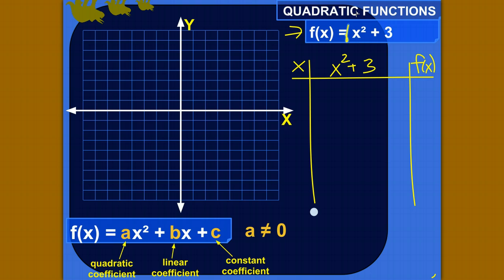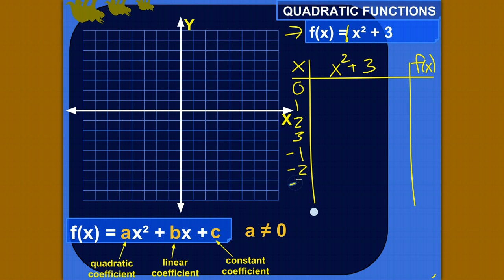To graph it, the first thing to do is to make a table where you just choose some x values, write them down, and then plug them into the function and see what you get, and record the result over here. Then I'll show you how to take that and graph it. So first, just pick some values. 0 is always a nice and easy one to do. I recommend doing that. And then I'm going to pick 1, 2, 3, and then -1, -2, and -3.